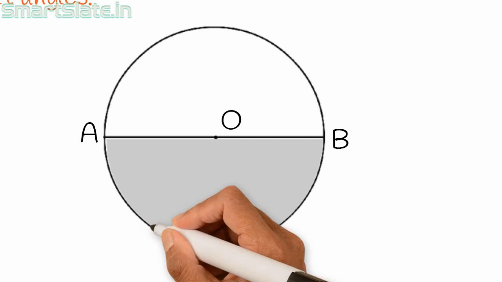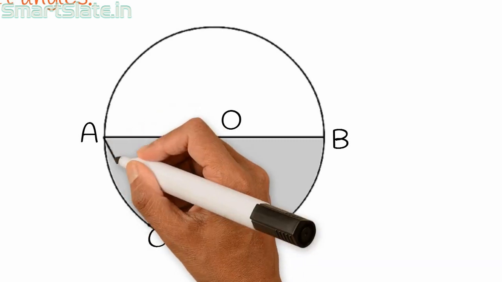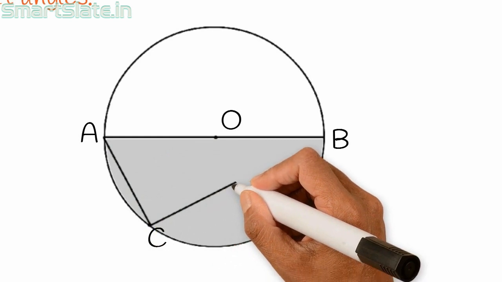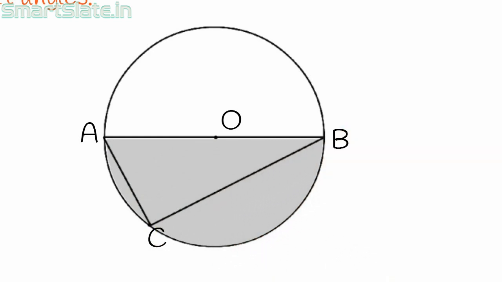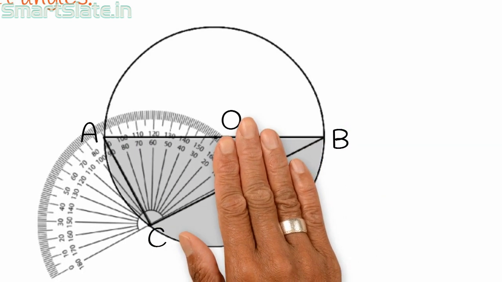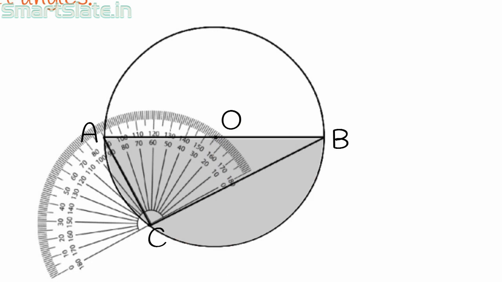Let me randomly choose a point C. Now connect AC and BC. Measure the angle ACB. This is exactly 90 degrees. Hence, we have successfully verified that in semicircles, angles are always right angle.